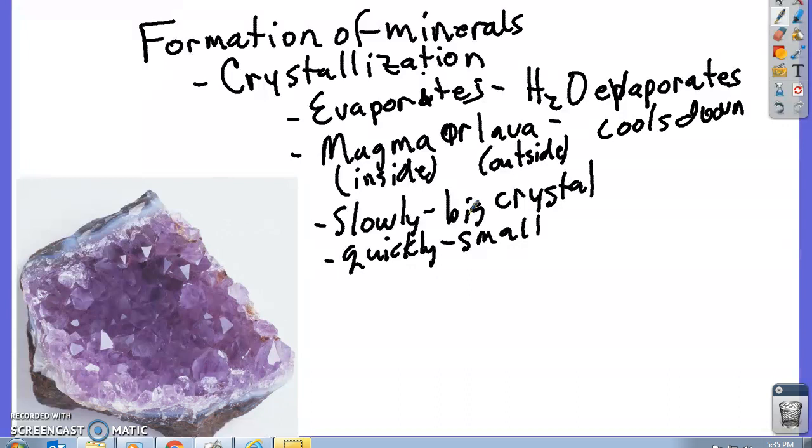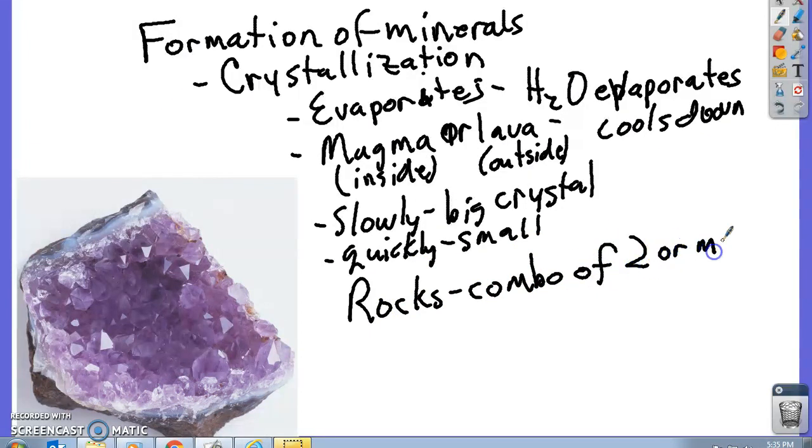All right. Now, just talking about rocks, when you switch to rocks, these are minerals. We talk about how they form, and then they form rocks. Rocks are basically just a combo of two or more minerals.